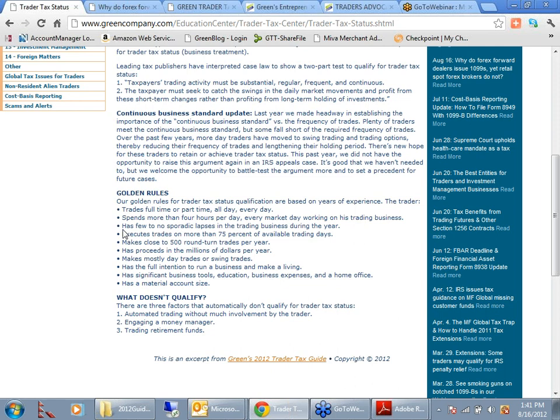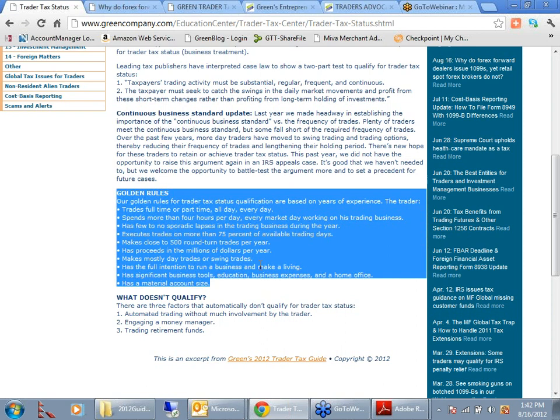unless you're trading very low turnaround things like derivatives. Makes mostly day trades or swing trades, has the full intention to run a business and make a living, has significant business tools, education, business expenses, and a home office, has a material account size. You can see that there are many executives and business owners who can meet those golden rules.